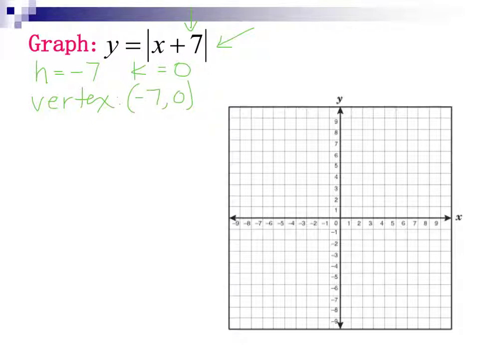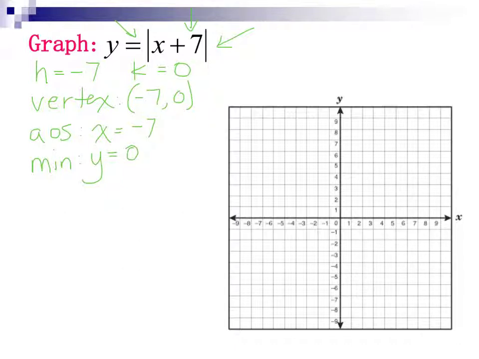Okay? My axis of symmetry is going to be that x value, and since x is negative 7, that's my axis of symmetry. My max or min: since there is a positive out in front, I know that it's going to open up, and I know that I'm going to have a minimum value, and my minimum will be whatever that y is. Since y is 0, my minimum is y equals 0. Alright, let's go ahead and graph this guy, and then we'll talk about our domain and range.